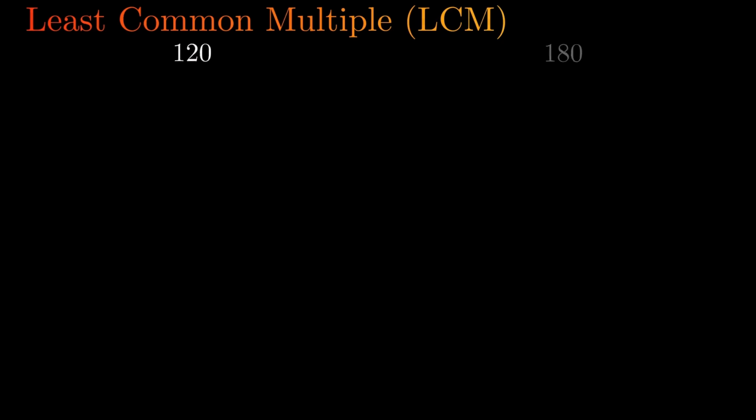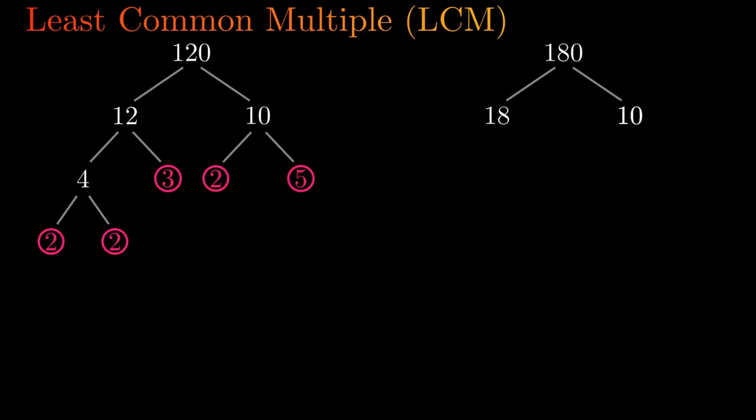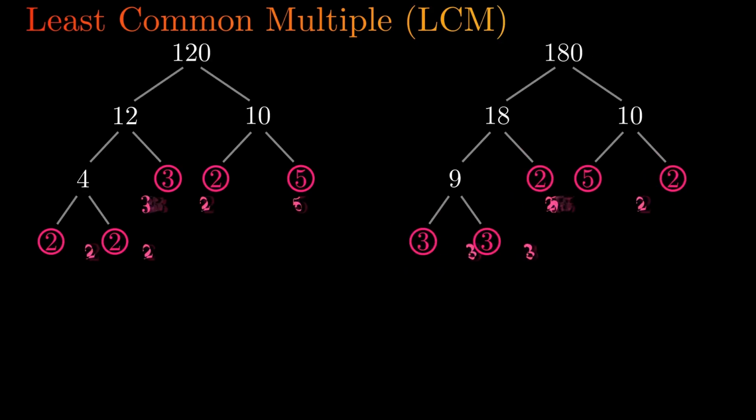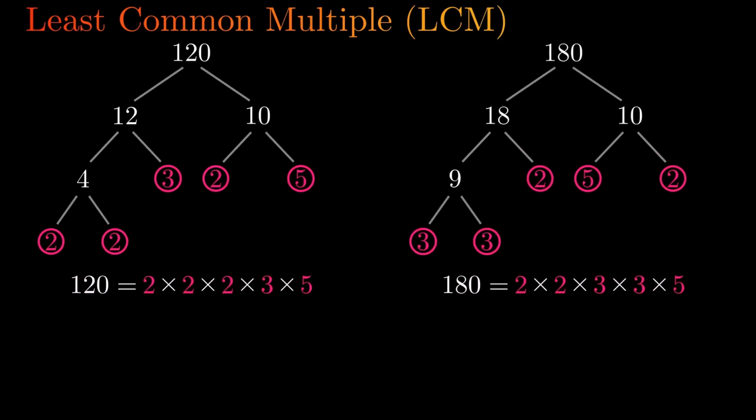Instead, we can use the prime factor trees we already made. Let's look at those lists of ingredients again. To find the least common multiple, we need to build a mega number that is big enough to contain both 120 and 180. We do this by holding a competition for each prime number.